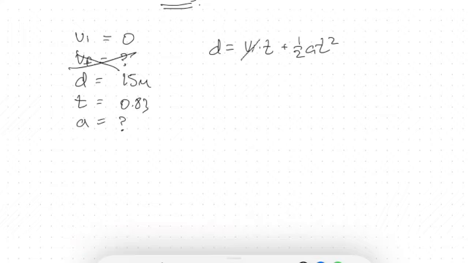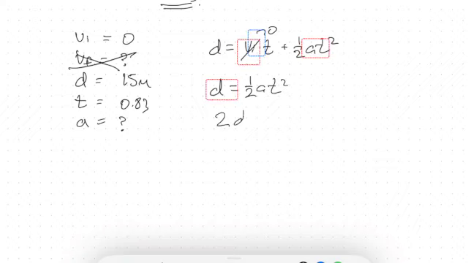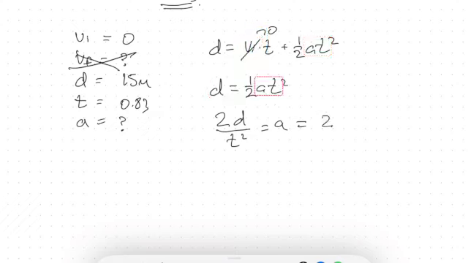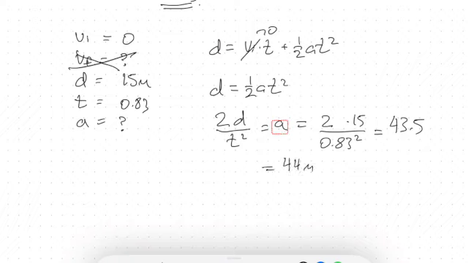So velocity initial is 0, so D equals 1/2 AT squared. So 2D divided by T squared equals A. So 2 times 15 divided by 0.83 squared. It's going to be pretty big. 2 times 15 divided by 0.83, divided by 0.83. Just divide twice. 43.5. That is 44 meters per second squared. Wow, that's actually quite high acceleration.